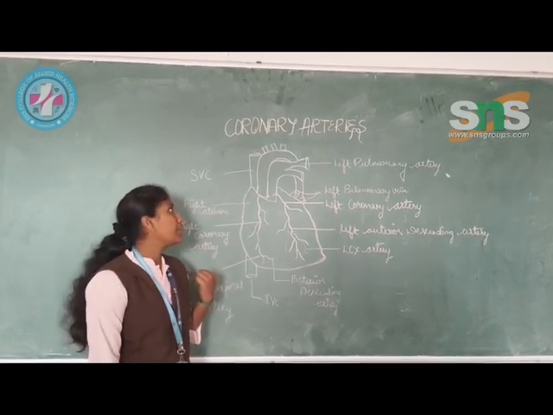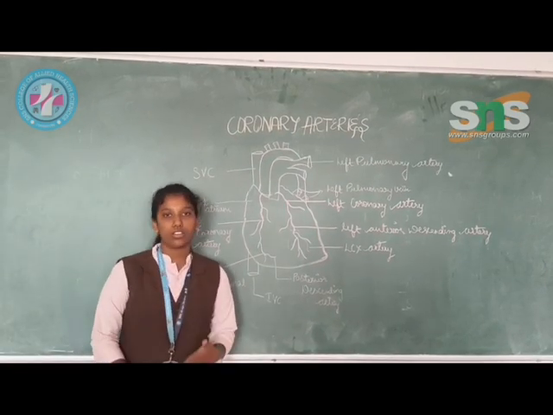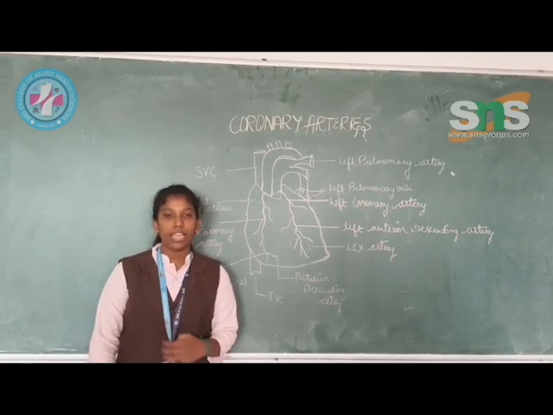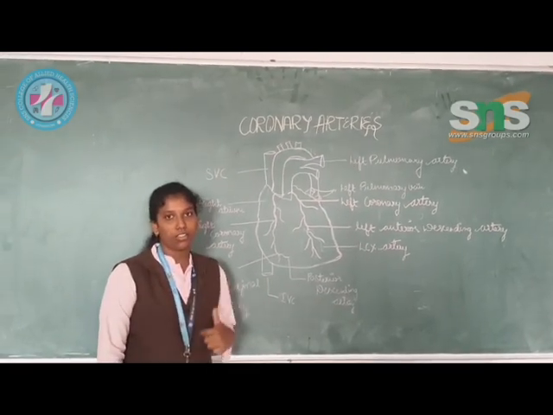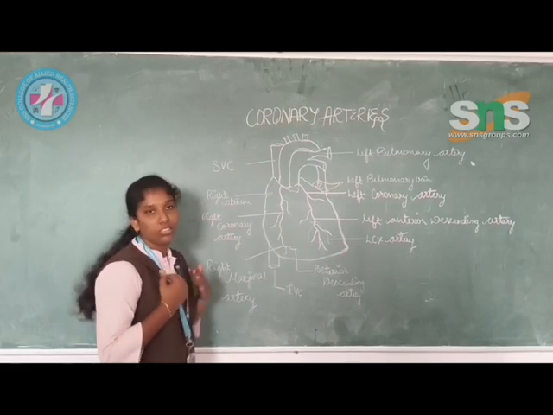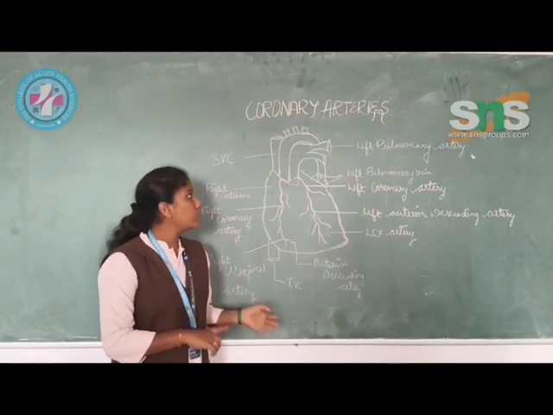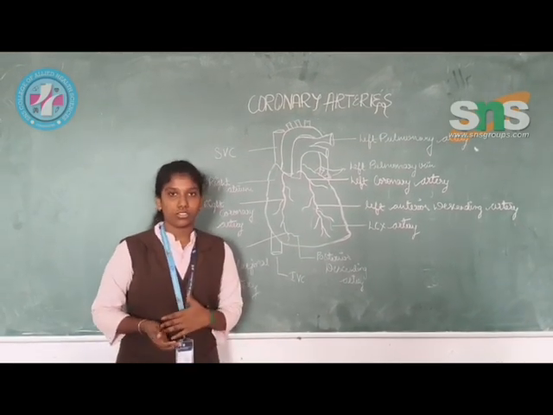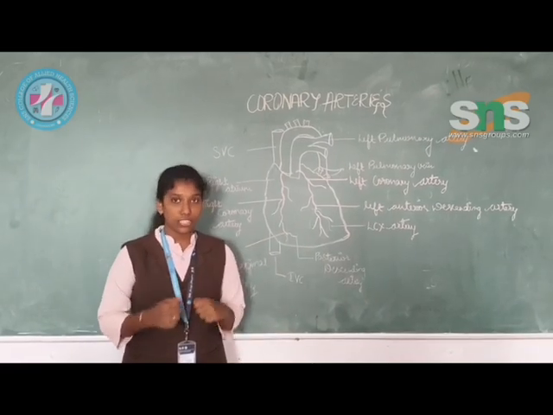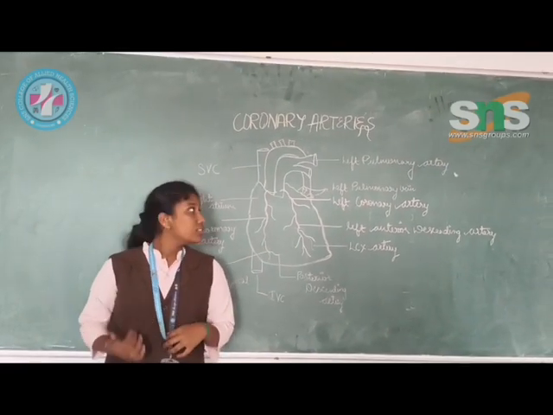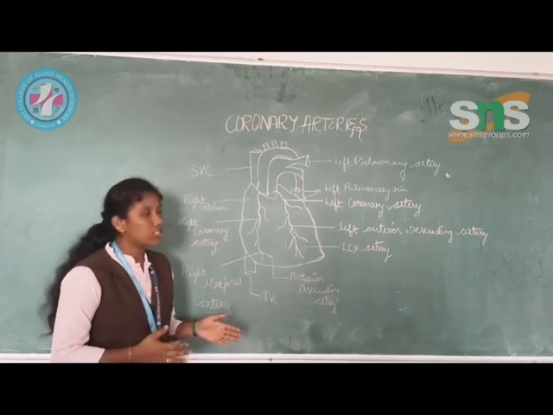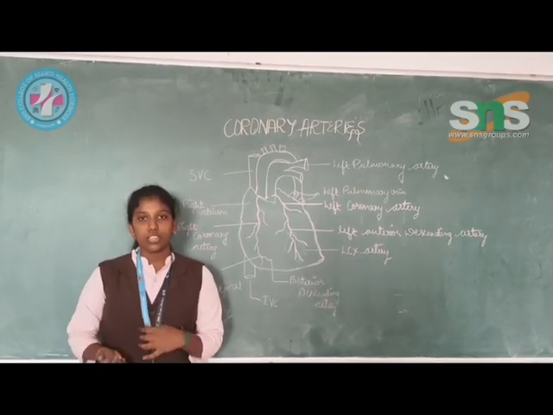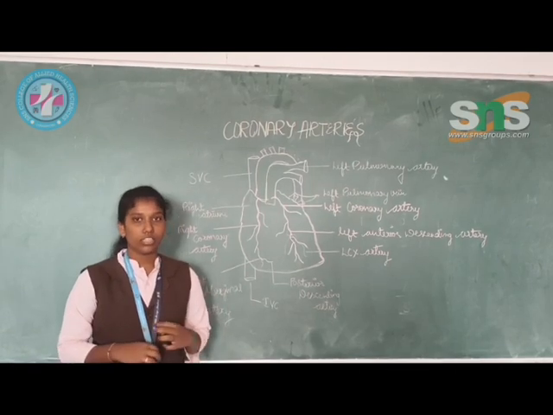See about the anatomy of coronary arteries. Coronary arteries supply the heart muscles. This arises from the aorta, and it has two branches, the right coronary artery and the left coronary artery. The right coronary artery arises from the anterior aortic sinus of the ascending aorta, and the left coronary artery arises from the posterior aortic sinus of the ascending aorta.